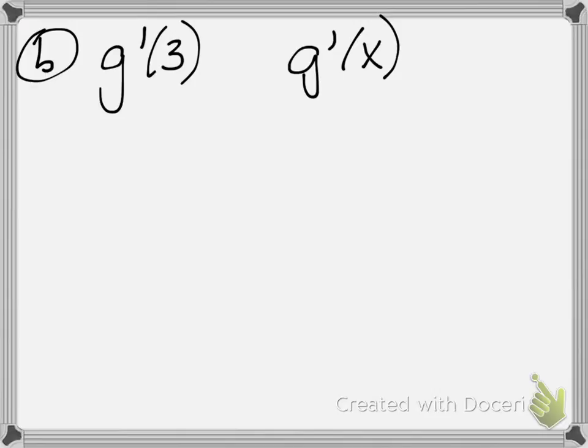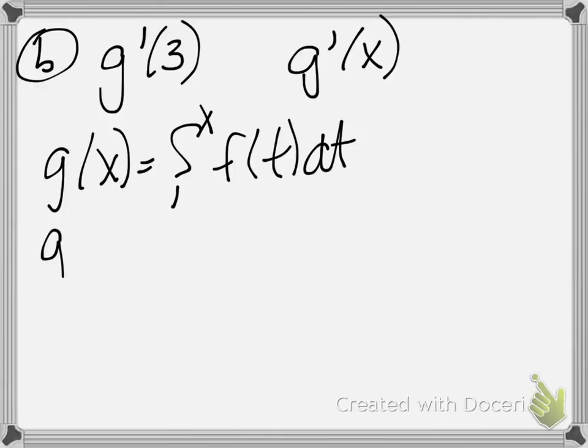Okay, so part B is asking for the instantaneous rate of change. It just means find the derivative of g. So we're looking for g prime when x equals 3. So we want g prime of 3. Before we could find g prime of 3, we need to find g prime of x, which we do not have. But we do have g of x, and g of x equals this.